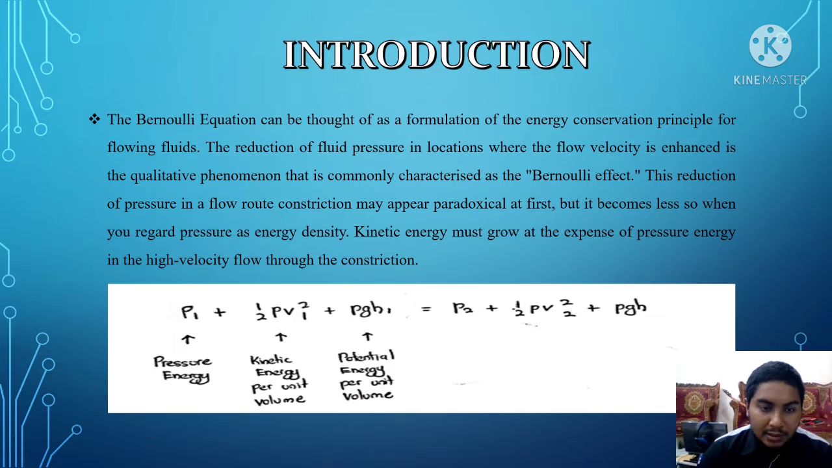So this is the formula. P1 is the pressure energy, so 1/2 rho V squared is kinetic energy per unit volume, and rho g h is potential energy per unit volume.